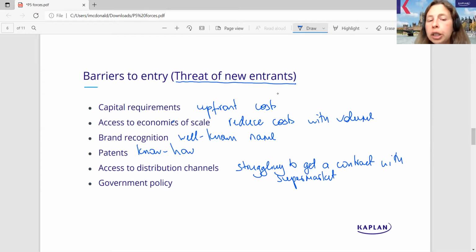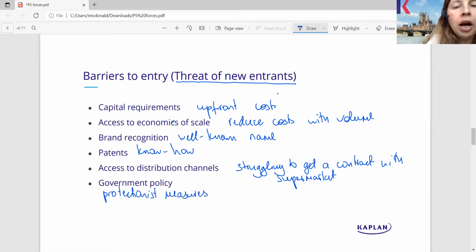Finally, we need to consider governmental policy. Some governments may be very keen on protectionist measures. They might be protecting the local manufacturers, local companies, and making it difficult for foreign companies to come in by imposing tariffs or extra administrative regulations on those new companies trying to break into the industry.